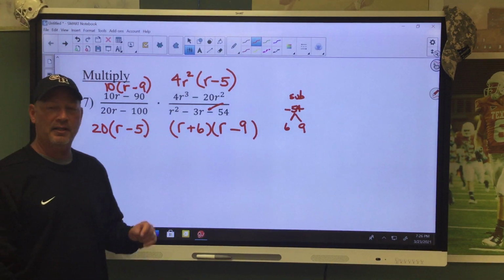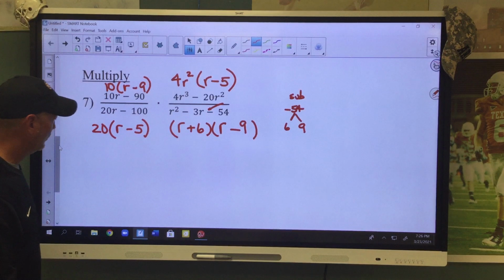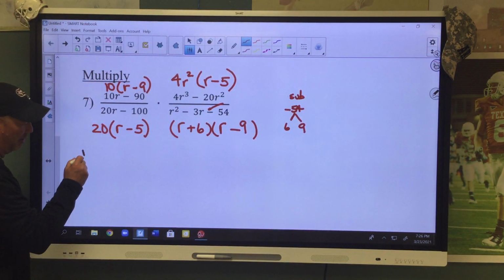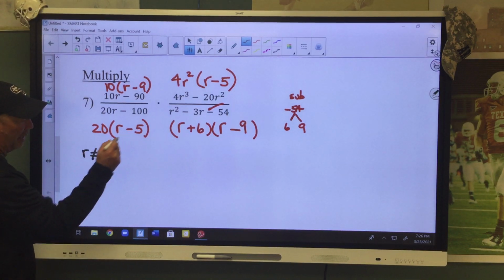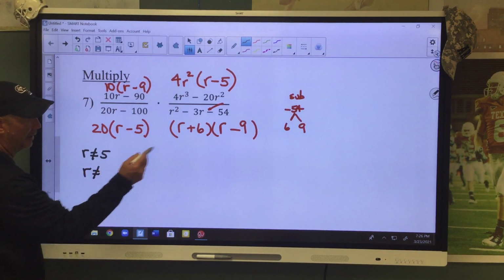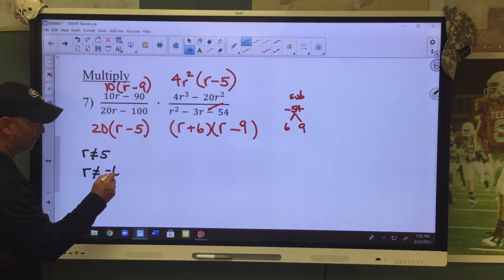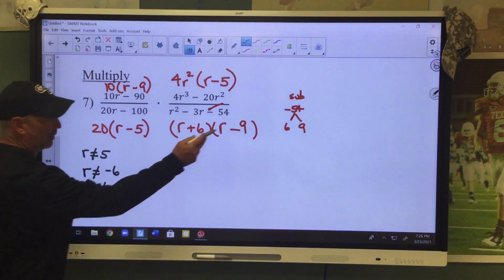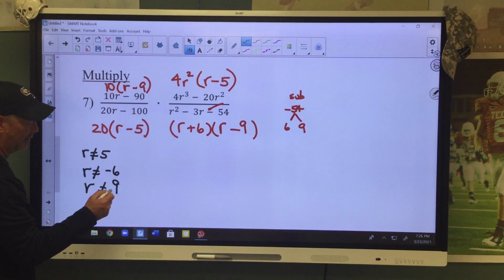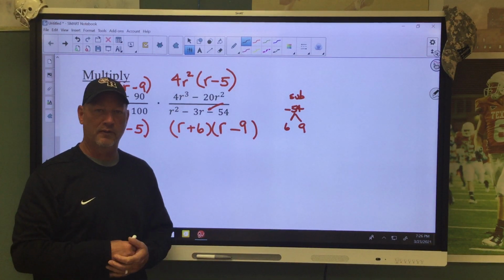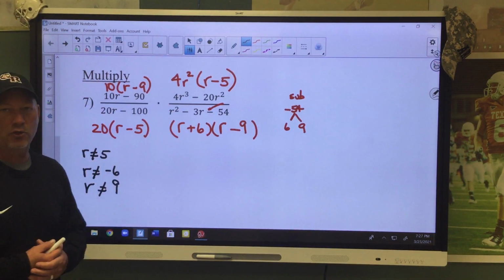Now it's time to find our excluded values. In this situation, you need to tell me that r cannot be a positive 5. You're going to say that r cannot be a negative 6. And then you're going to say that r cannot be a positive 9. I kind of sped that up because I think you should know by now how to find your excluded values, okay? Now we're going to try to reduce.